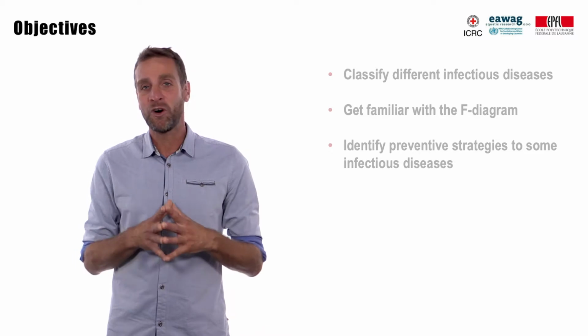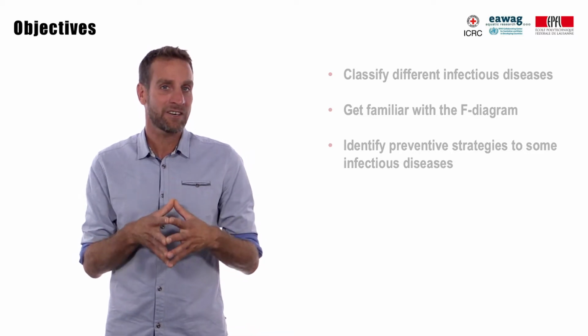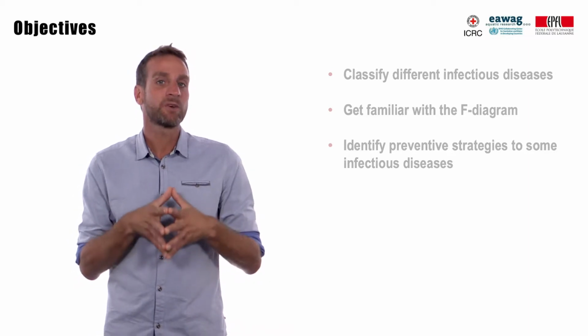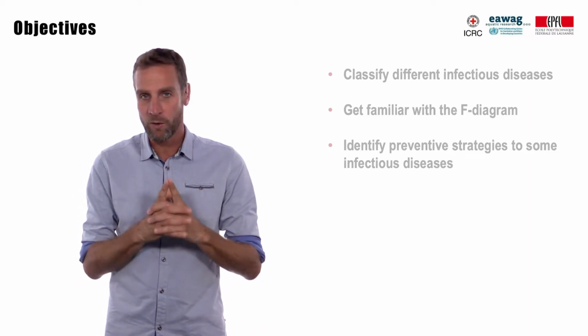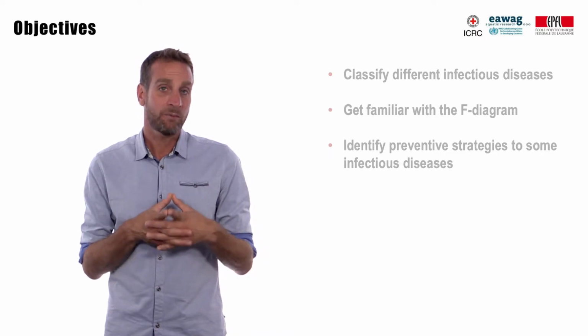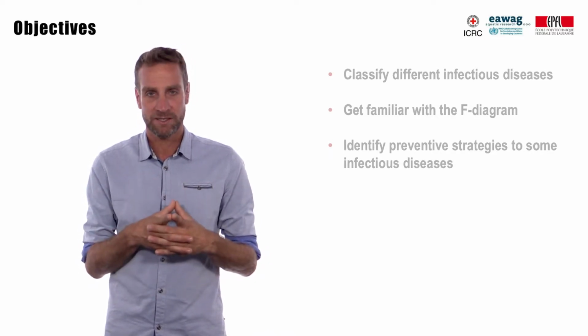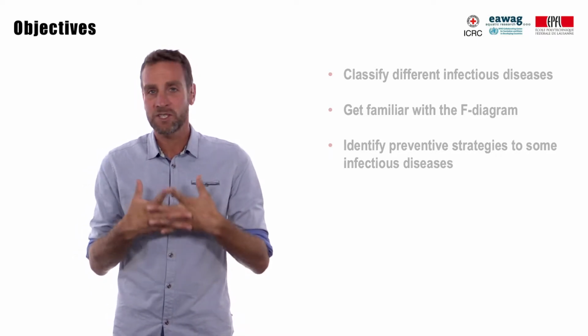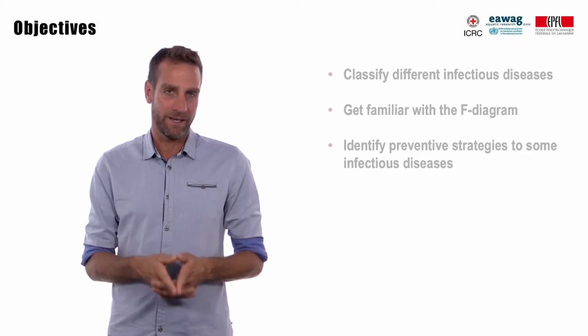Welcome to this video on environmental transmission pathways. Infectious diseases are a main cause of mortality and morbidity in humanitarian crises. Tackling them is one of the main goals of public health engineering interventions. In order to do so, a good understanding of the transmission cycle of diseases is required.